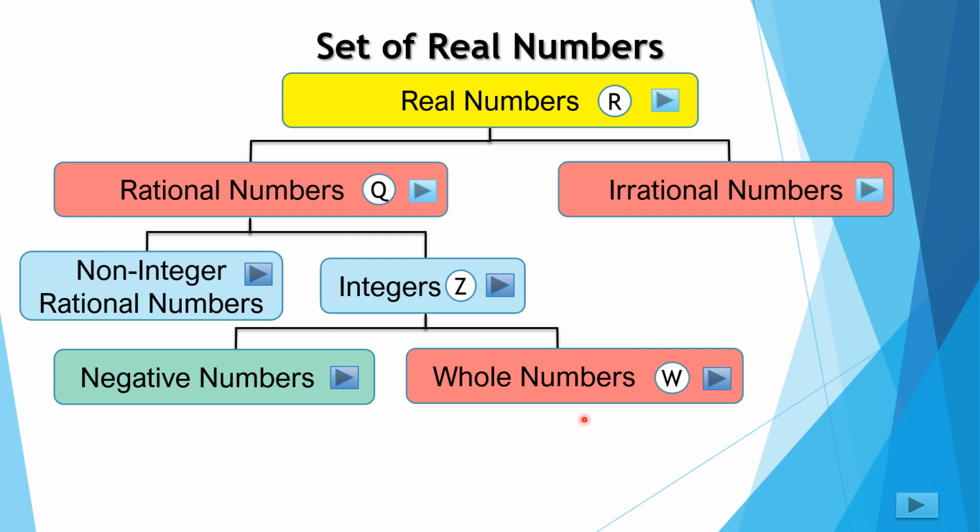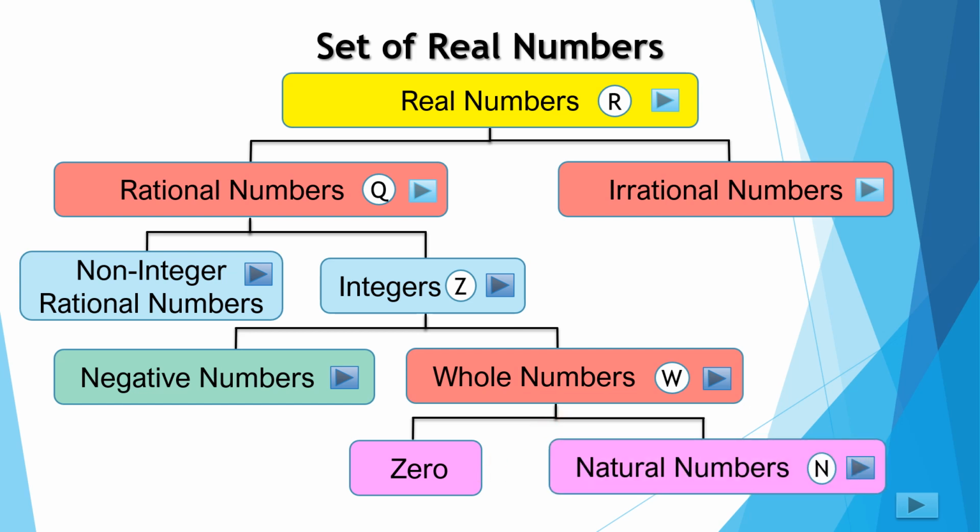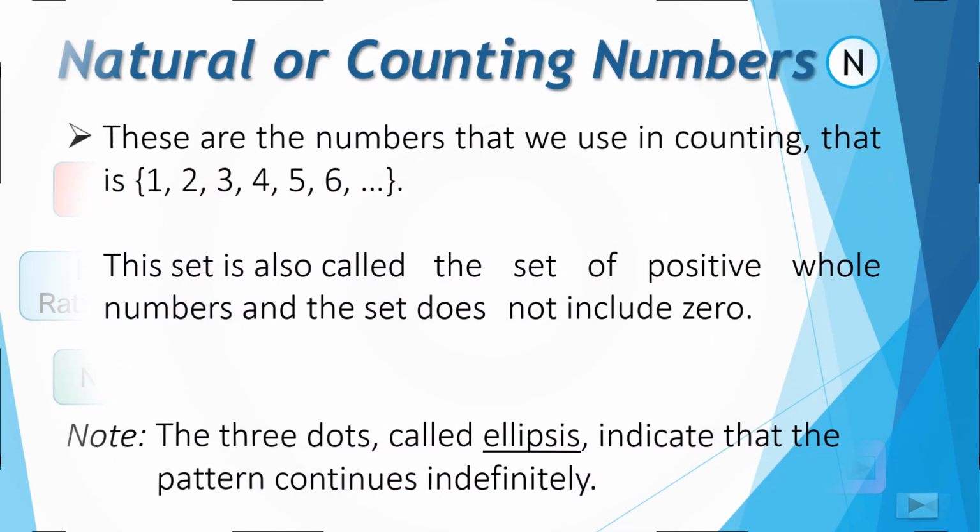So, ngayon, proceed tayo. Ang whole numbers naman ay nahahati din sa dalawa. The first is 0. So, kapag sinabing 0, automatic iyon yung 0 na value. And then, the last is the natural numbers. So, bukod sa 0, ang whole number ay meron din tinatawag na natural number o yung tinatawag nating natural or counting numbers. Counting numbers. These are the numbers that we use in counting. That is 1, 2, 3, 4, 5, 6, and so on.